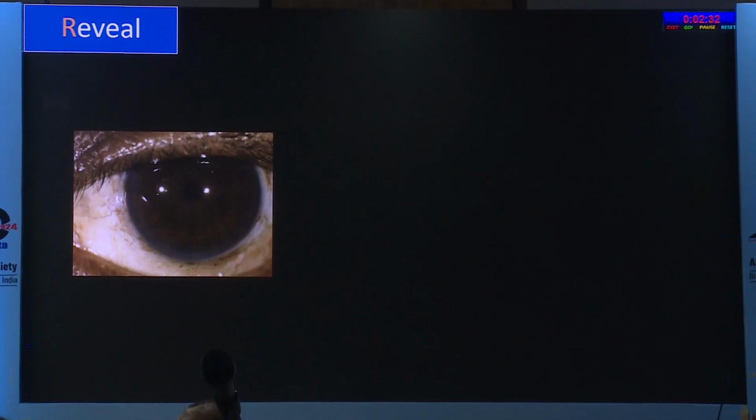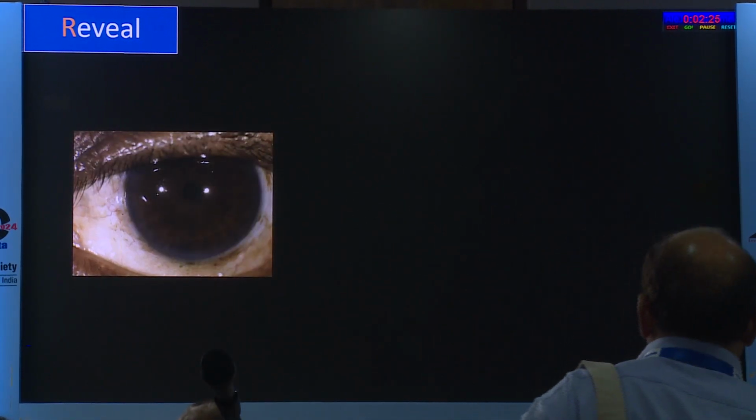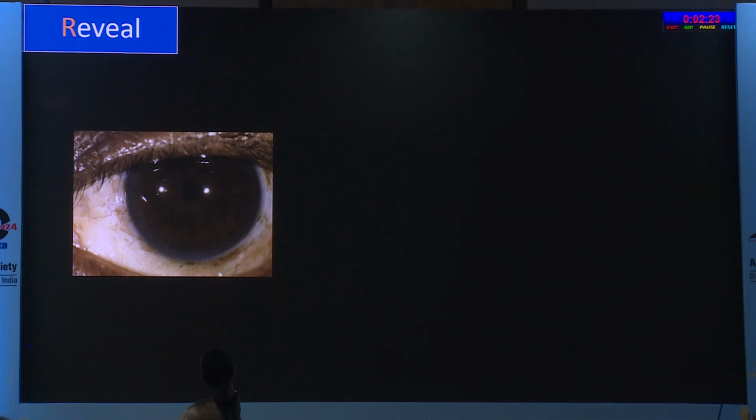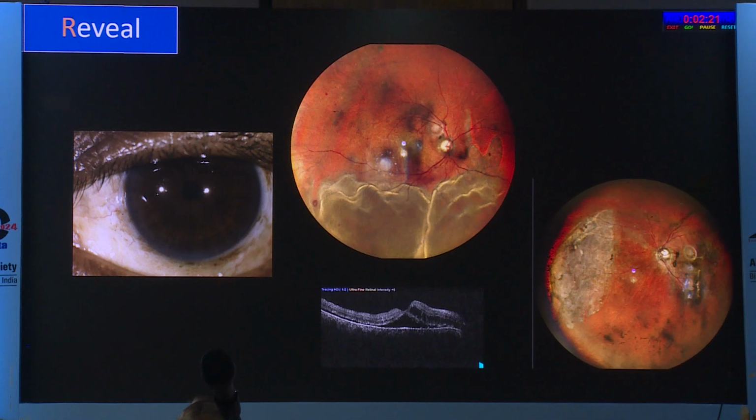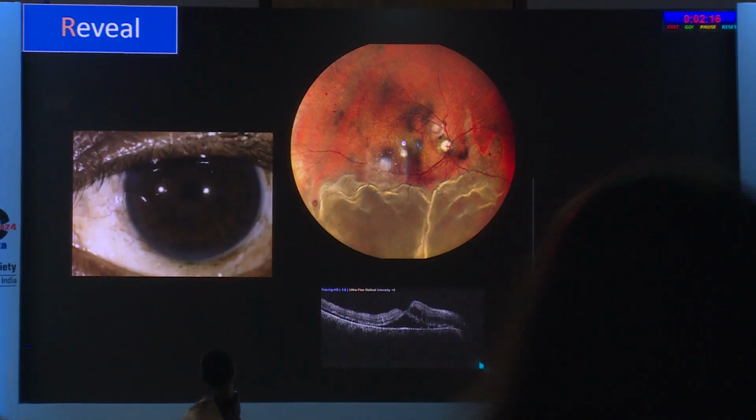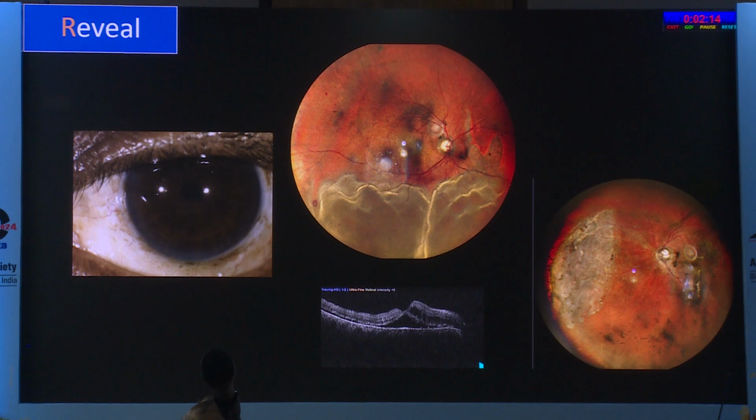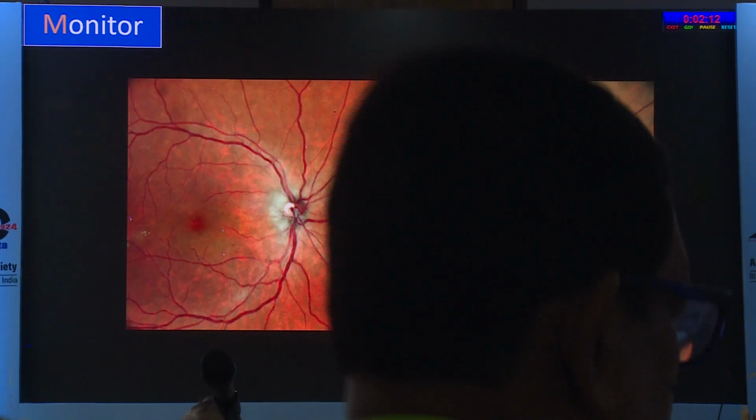In patients where you have a miotic pupil, as this patient had a sudden loss of vision, I could hardly see the disc with indirect ophthalmoscopy. An ultra-wide field fundus imaging told me a whole lot of information. The patient had a massive retinal tear with an exudative retinal detachment. The other eye had a similar finding as well.